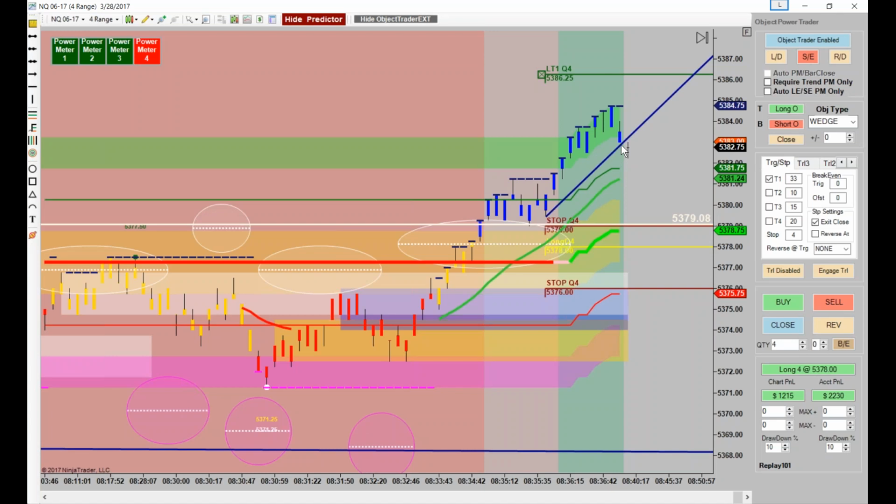See, it didn't touch the line here, and this has not closed. So I guess we're just in limbo trying to get out of the trade if this bar closes down. And it didn't get it out. So it's probably out of a loop of some kind.